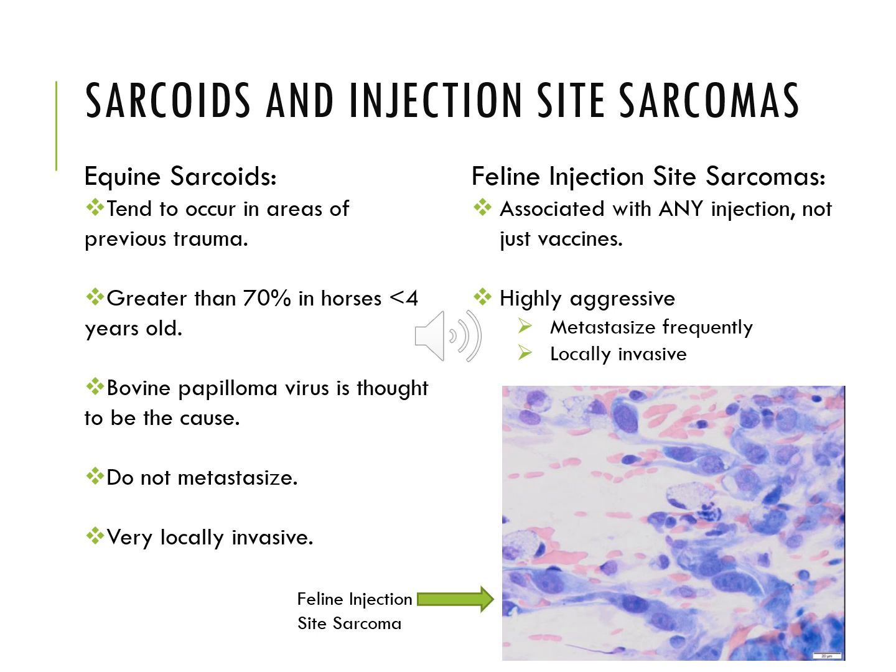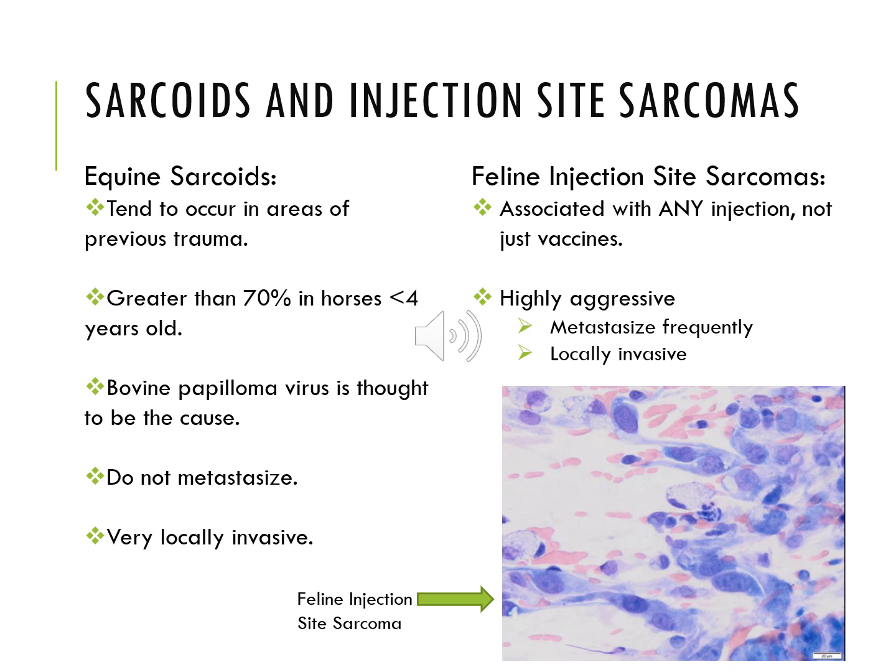These sarcoids tend to occur in areas where there was previous trauma. They tend to be in younger horses overall, and there is thought to be some involvement of the bovine papilloma virus that may cause this. However, it's not certain the role it plays at this point, but it is thought to be involved.